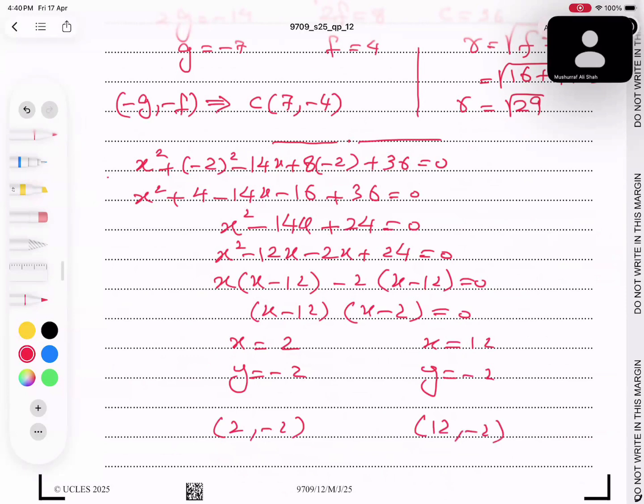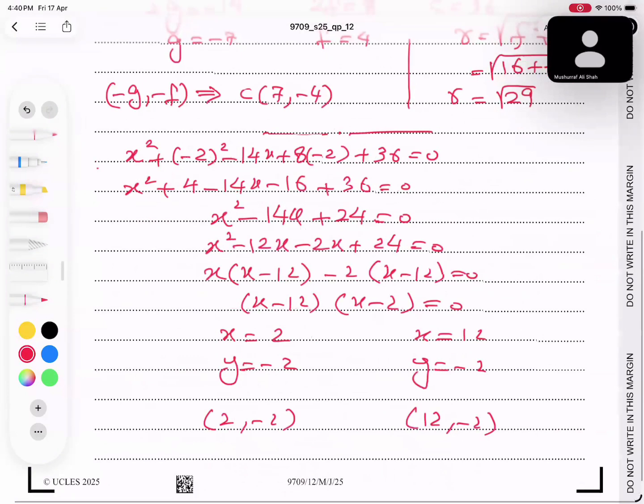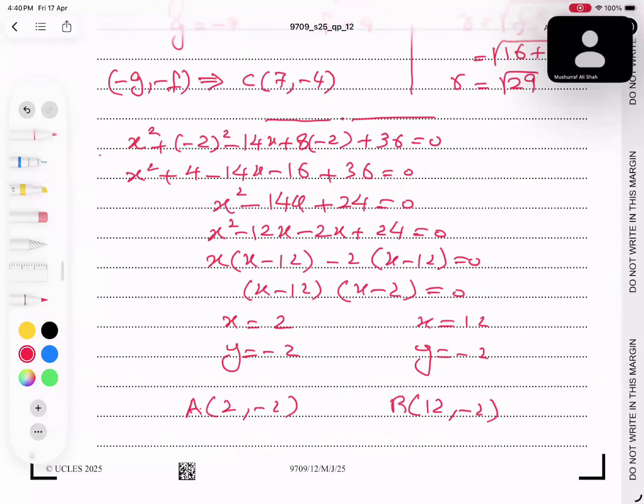So in the coordinates, the left side is A and the right side is B. So I hope the point is very clear. We got the coordinates of A and B, and this point is very, very clear.